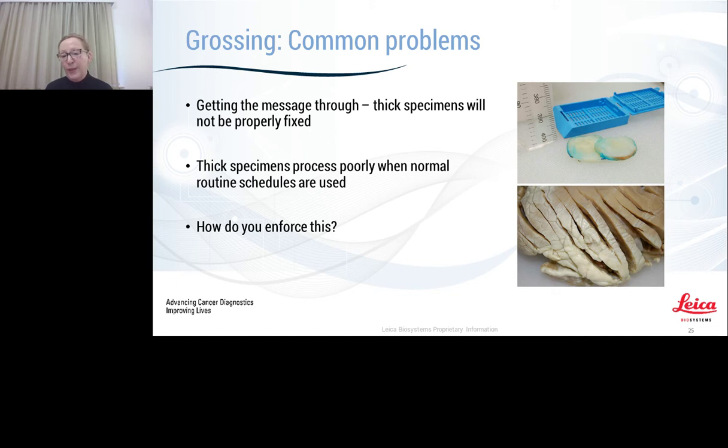You can also soak paper towels and put them within the sections that you've cut and then sort of reform and reshape so that you don't distort the tissue, but you also ensure that you get adequate fixation.